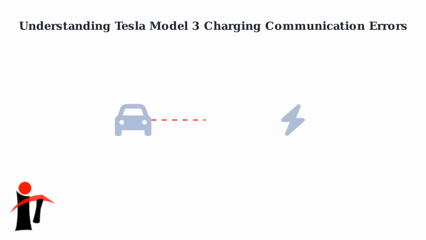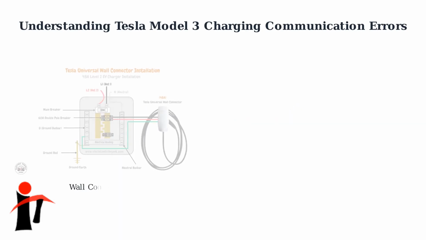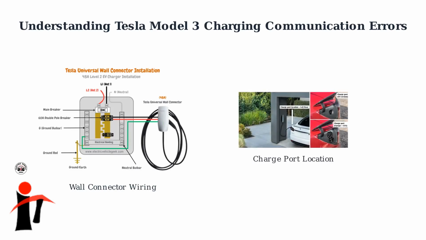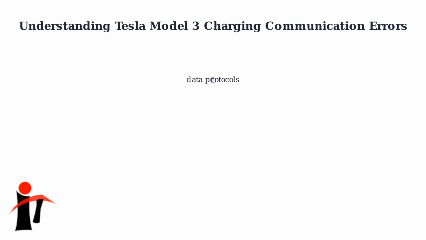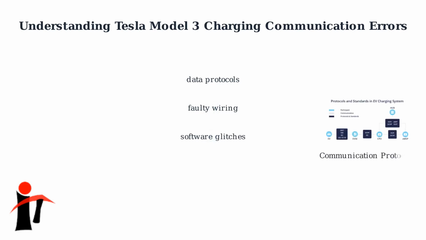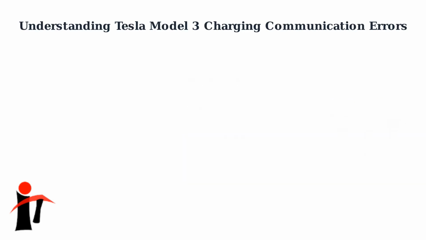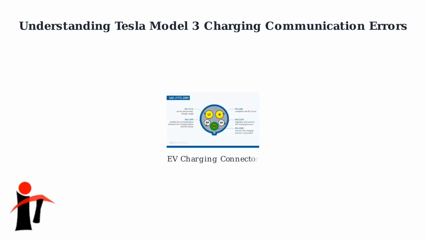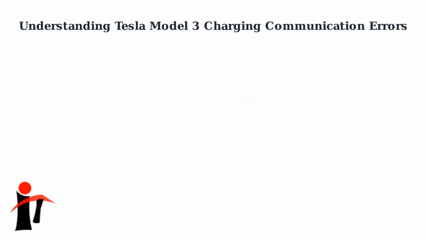Communication errors during Tesla Model 3 charging usually mean the car and charger aren't talking properly. This can happen with wall connectors or mobile chargers. It often involves a mismatch in data protocols, hardware issues like faulty wiring, or software glitches within Tesla's system. These errors prevent the charger from negotiating voltage and current correctly with the vehicle, interrupting the charging process.